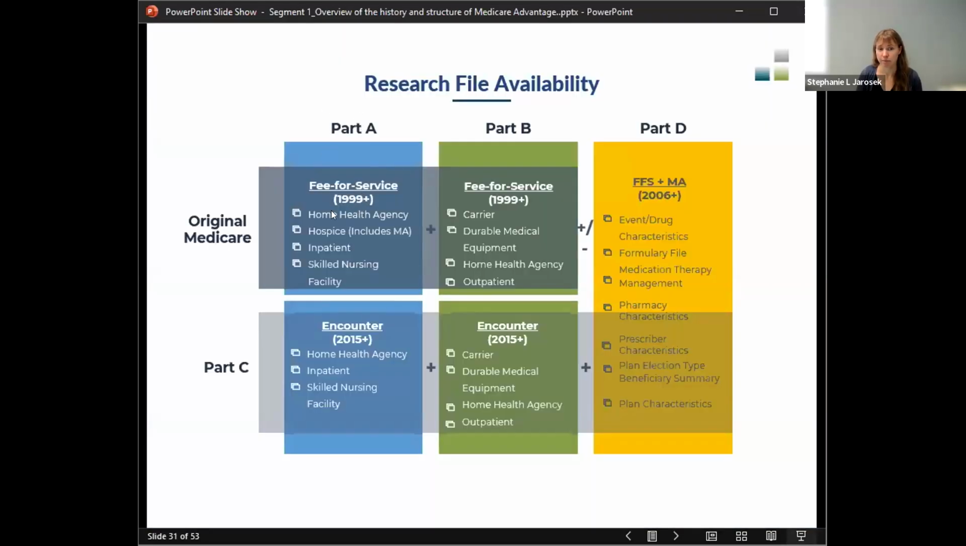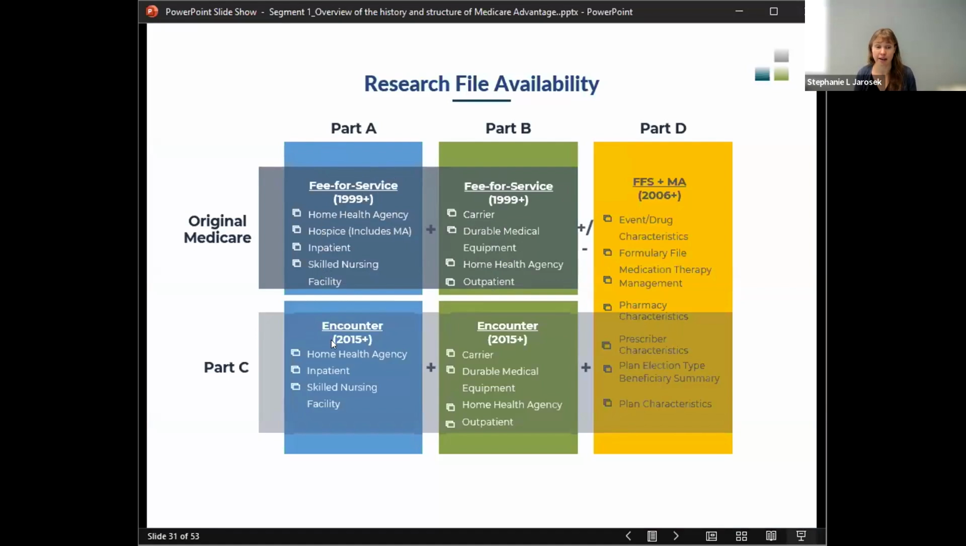If you're interested in Part A use, you can get home health agency, hospice, inpatient, skilled nursing facility. If you're interested in Part B, there's the carrier, durable medical equipment, home health agency. So it's one file, but it includes Part A and Part B services because there are different services covered under Part A and Part B for home health. But we also have the outpatient file, the hospital outpatient file.